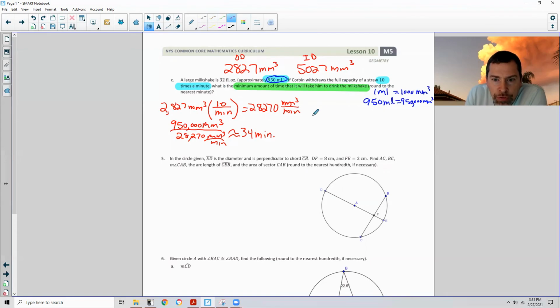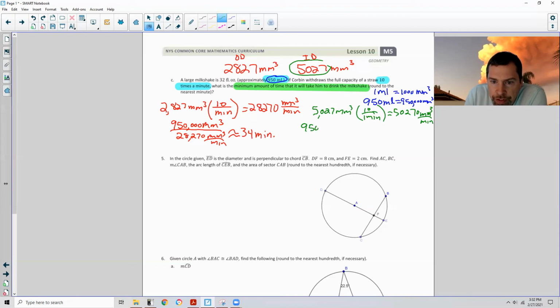Now I'm going to do it for if you thought it was the inside diameter. So now we're going to use this value. It's the same setup. So instead we're going to say 5,027 cubic millimeters times 10 per minute equals 50,270 cubic millimeters per minute. Okay, so then we do this calculation.